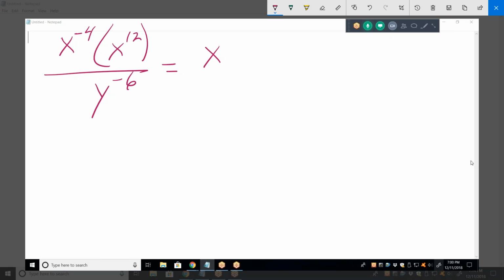Always do one level less. One level less than multiplication is addition. Addition goes with multiplication. Subtraction goes more with division. So what do I have? X to what? I'm adding the exponents. X to the 8th. Now usually they will say do not give your answers with negative exponents. So what do I need to do to change that y to the negative 6th so that it has a positive exponent?